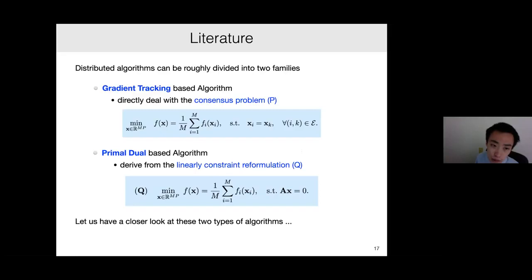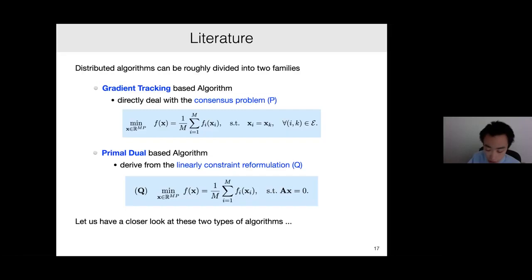To summarize, most existing distributed algorithms can be roughly divided into two families. One is gradient tracking-based algorithms, which directly deal with the consensus problem. The other is primal-dual-based methods, which are derived from the linear constraint formulation, which is a QP problem here. Next we will take a closer look at these two types of algorithms and see their relations.